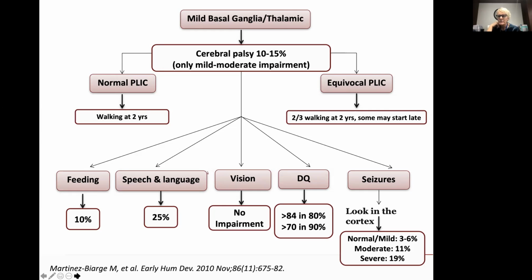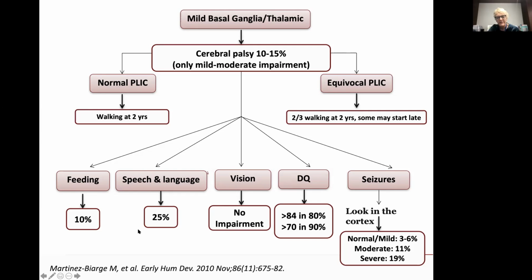The ability of them to walk and their motor function can be well correlated with the presence of myelination in the posterior limb of the internal capsule. If that's present and normal, they will be walking at 2 years. If it's equivocal, there may be a late start or even some impairment after they do get walking, in terms of clumsiness. The other types of difficulties that children with basal ganglia injury have do occur, but not commonly.